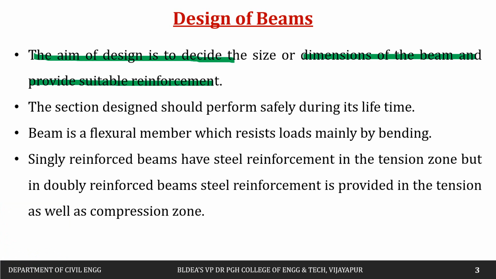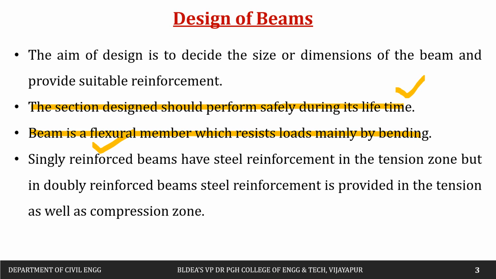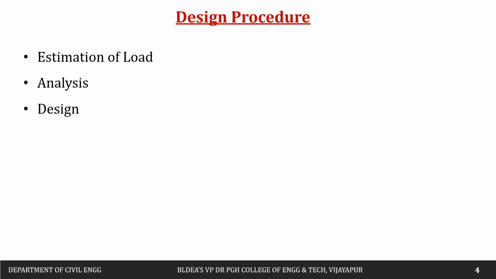Then next, the section we are going to design should perform satisfactorily during its lifetime. And as you know, a beam is a flexural member, so basically it is going to resist loads by bending. We are going to have different types of beams, which we have already studied, that is singly reinforced beam and doubly reinforced beam. In a singly reinforced beam we provide the steel reinforcement in the tension zone, whereas in a doubly reinforced beam we provide reinforcement in tension as well as in the compression zone. We have already studied this, so it will apply here.